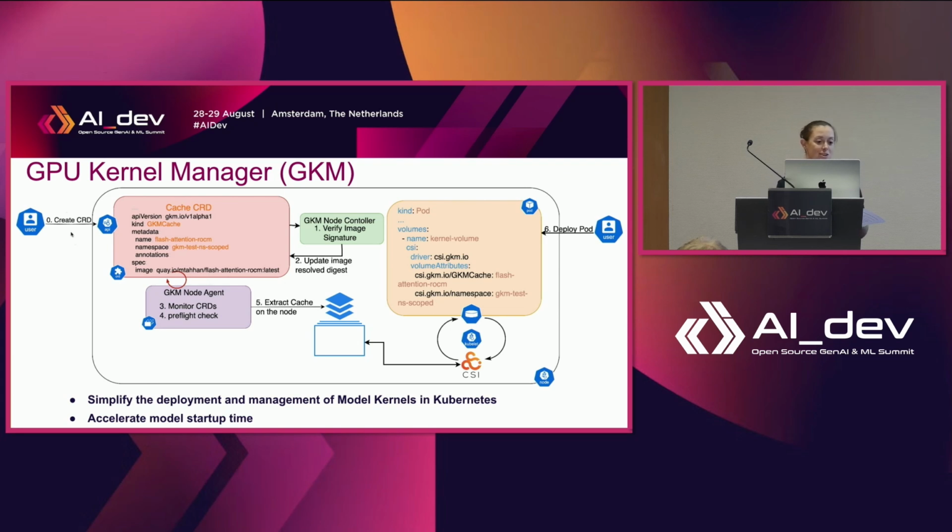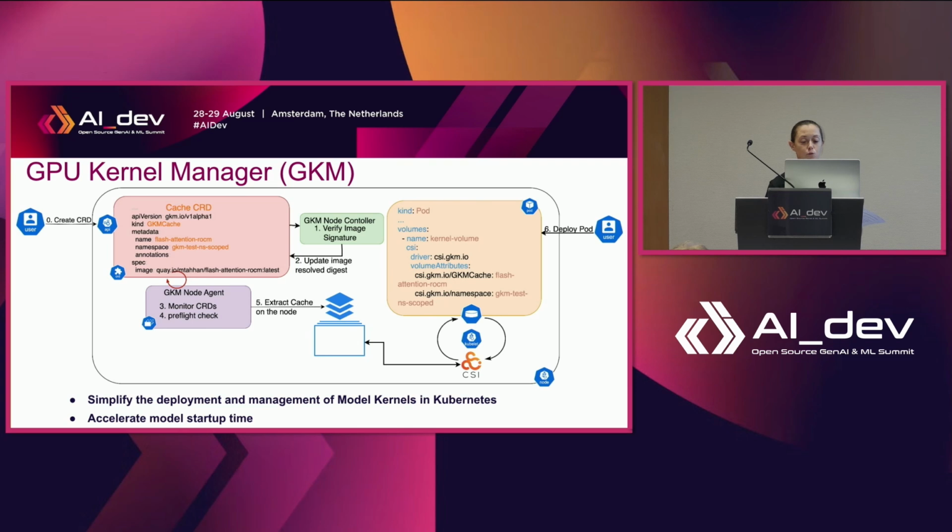So someone or something would create a custom resource definition for a cache. In this case, we're looking at a flash attention kernel cache for ROCm, and we specify the image for that cache here. It's in Quay somewhere. As soon as that CRD gets created, the node controller kicks in. The first thing it's going to do is verify that this is a trusted image. So it verifies the image signature with cosign.